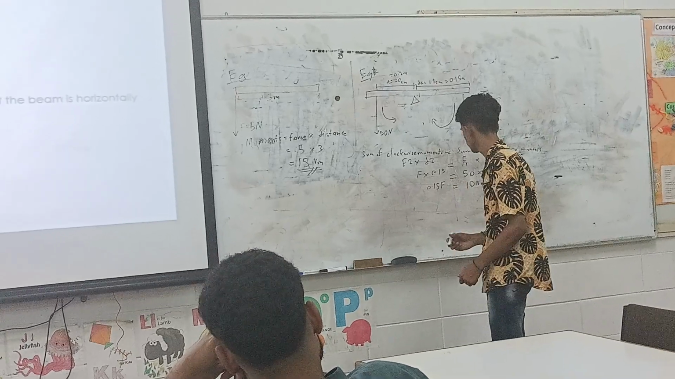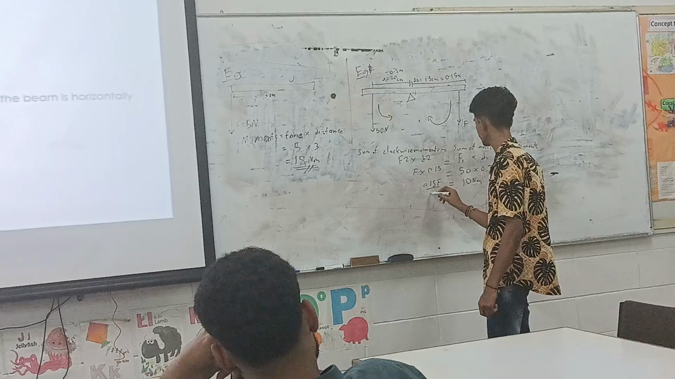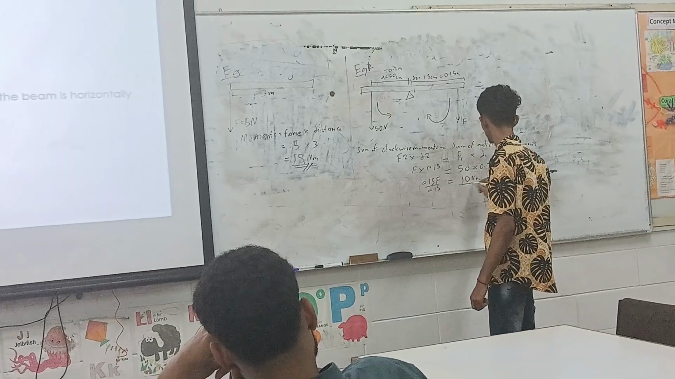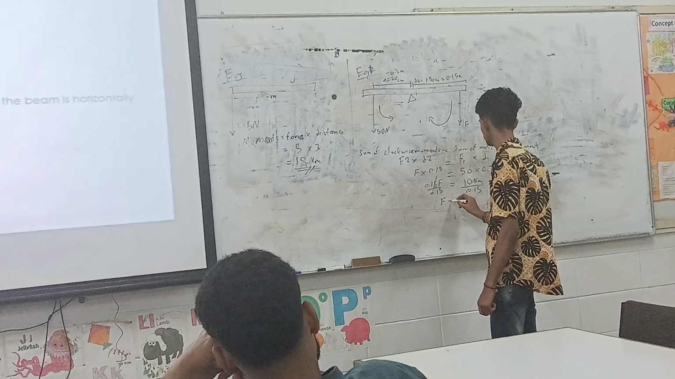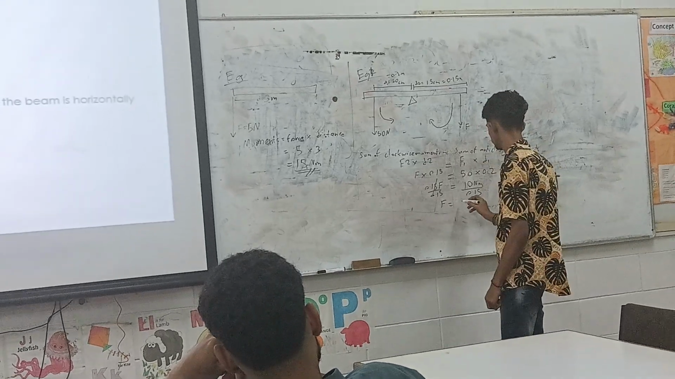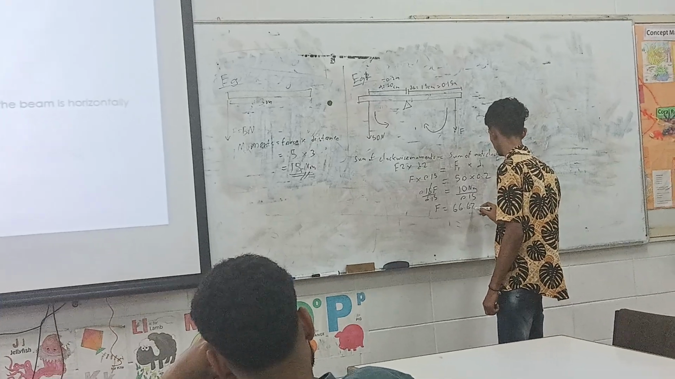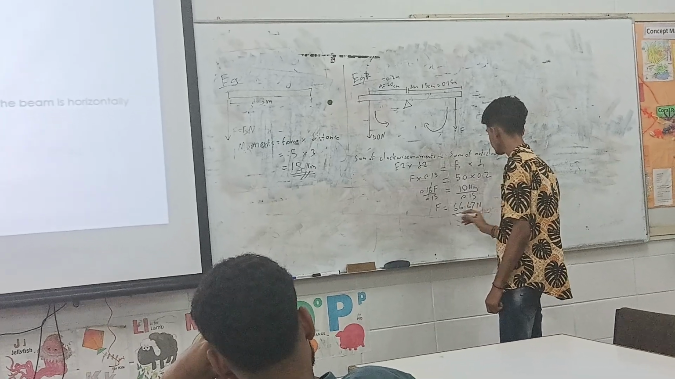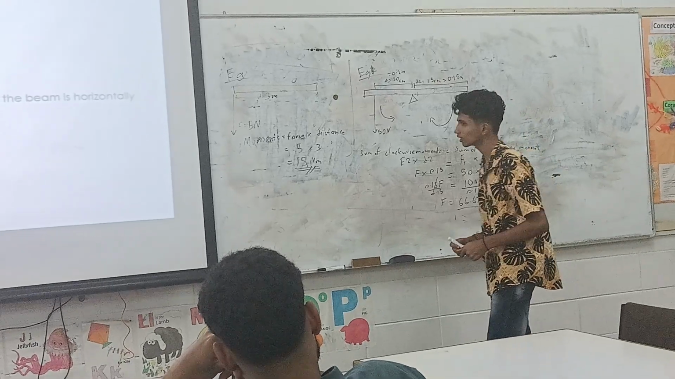So this is 0.15 F. From here it's just simple mathematics. Divide by 0.15, divide by 0.15. Force is equal to 66.67 newtons. That is correct. It's the force, so the unit will be newtons.